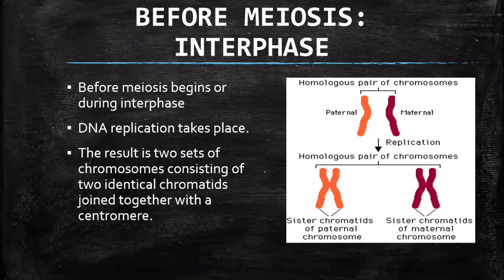And as I've stated, during interphase replication has to occur. So this chromosome has to make a copy of itself. Once it makes a copy of itself, that copy is joined to the original one by what we call a centromere, which is at the center here.